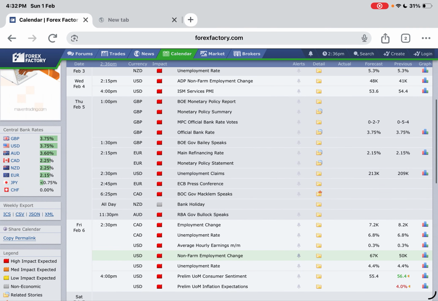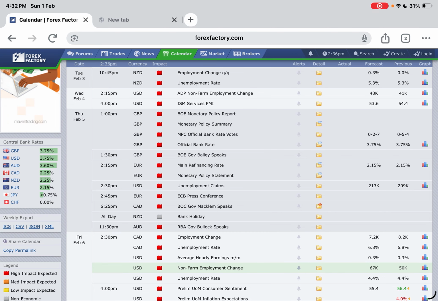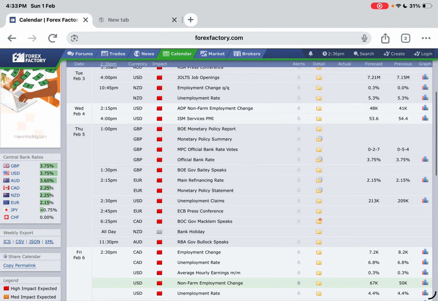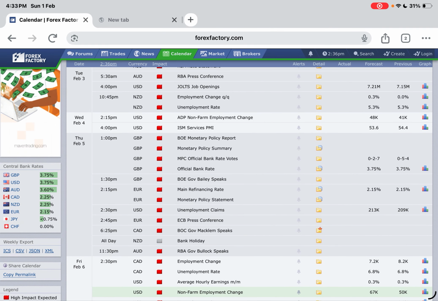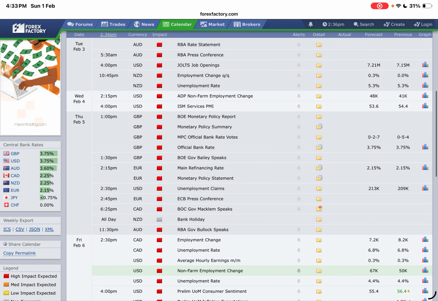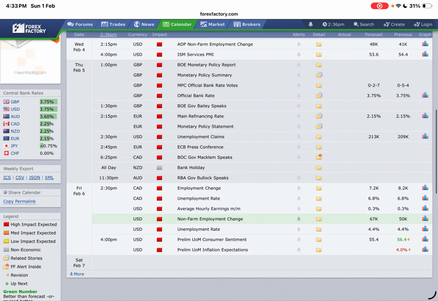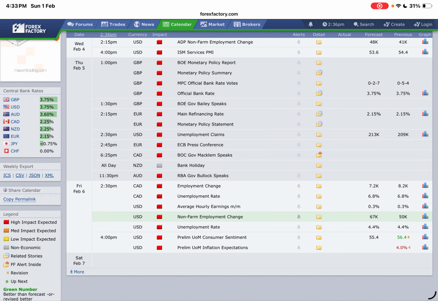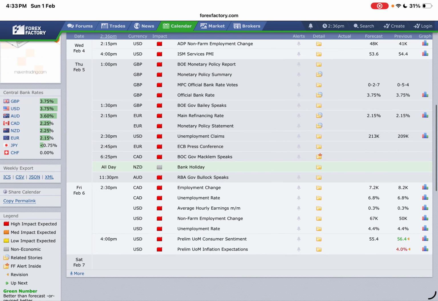I don't think there's any other news that will move the market. Yeah, all this news, just be careful, because most of these currencies are not my currency of interest. GBP is not my currency of interest. Euro is not my currency of interest. CAD and NZD are not. We're having a bank holiday on NZD, so don't expect much volatility on Thursday on NZD, right? So that's just simply it.